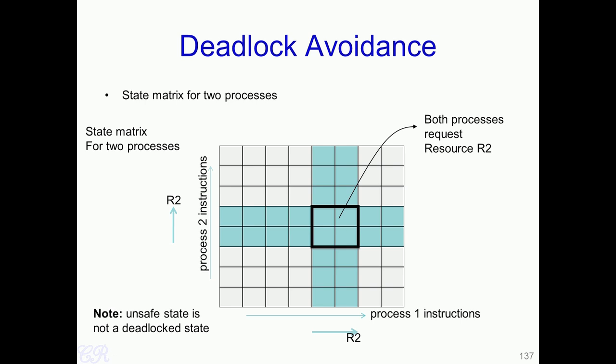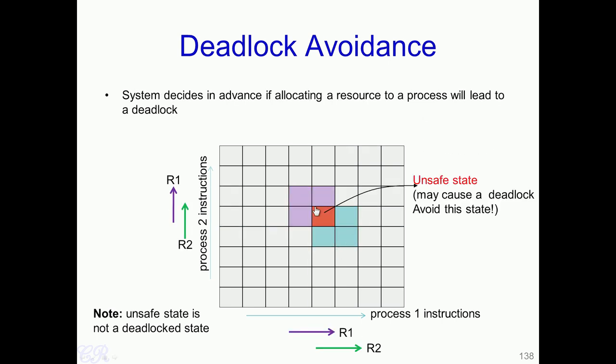So, if we intersect this graph with this graph, we get the points where both processes request R1, that is this purple part here, and this part is where both processes require R2, and the intersecting area is where both processes require both resources R1 and R2. Now, this area may potentially cause a deadlock. So, we call this an unsafe state.